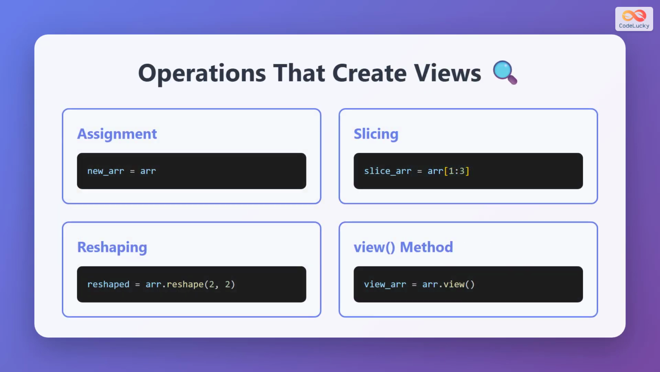There are several operations in NumPy that create views rather than copies. First, simple assignment. When you write new_r = r, you're creating a view. Second, slicing. When you extract a portion like r[1:3], that's also a view. Third, reshaping. Using the reshape method creates a view of the data in a different shape. And fourth, the explicit view method. Calling r.view() creates a view. All of these share memory with the original array.